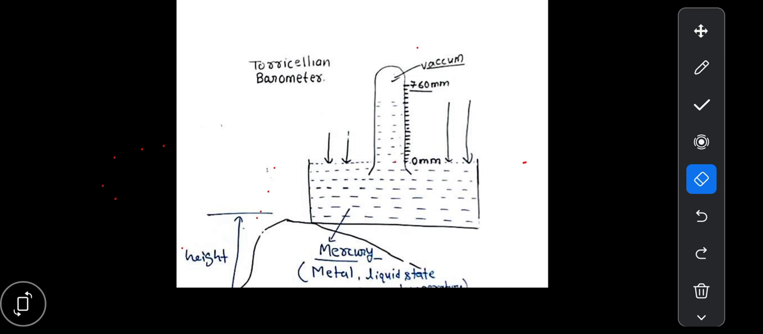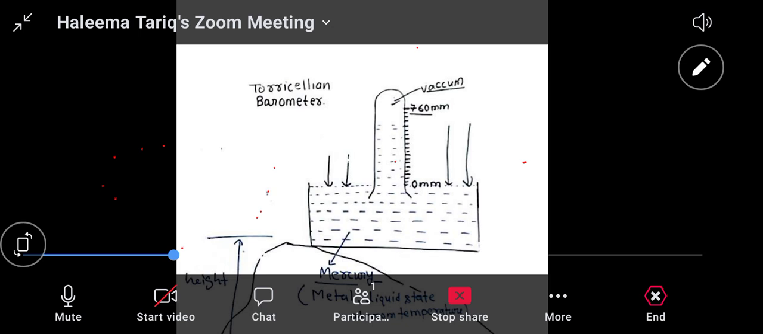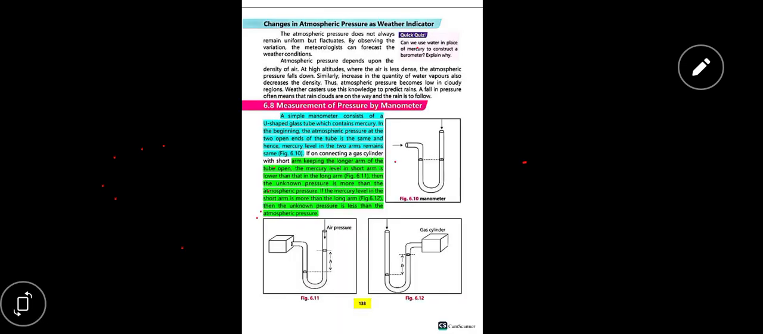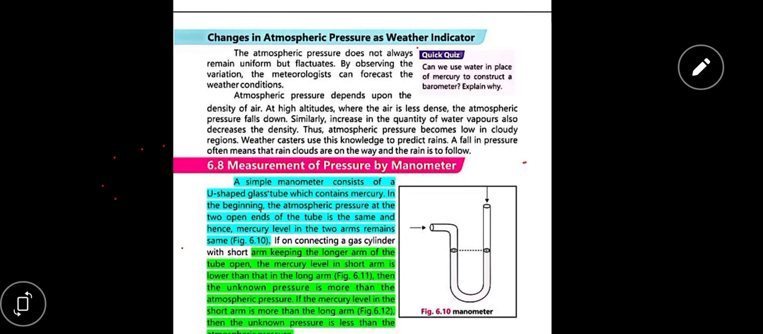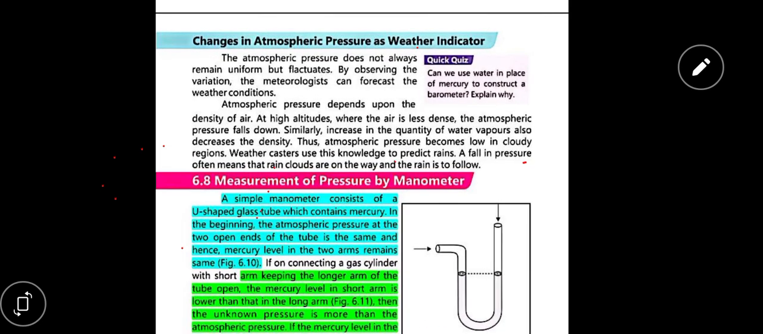Okay, now let's move to our next point, which is basically the manometer, that is also used for the measurement of atmospheric pressure. But before discussing its construction and working, let's understand the simple term like how atmospheric pressure indicate a change in weather. As you know that the atmospheric pressure not always remain same, that is always fluctuate.